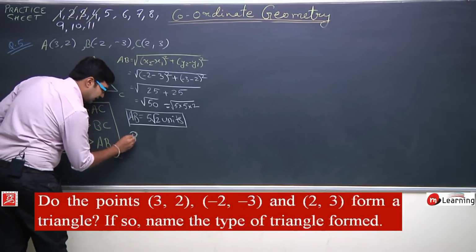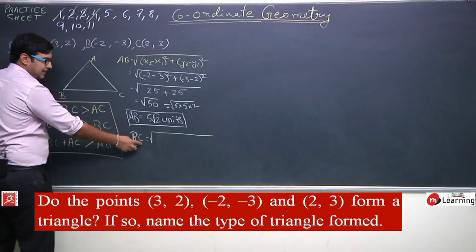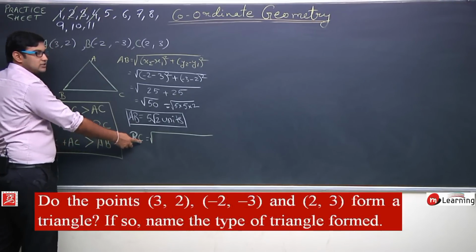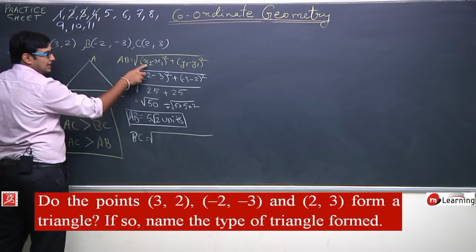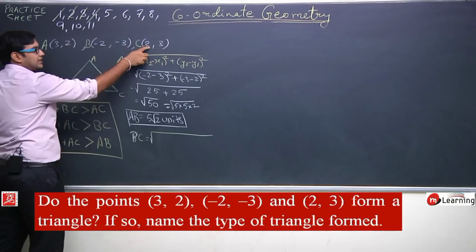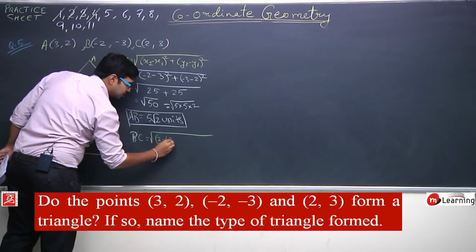Let us calculate the length of BC. The length of BC will be, in this case, B will become x1 y1 and C will become x2 y2. So the formula is x2 minus x1. This is x2, this is x1. So x2 minus x1 will become 2 minus of minus 2 whole square.